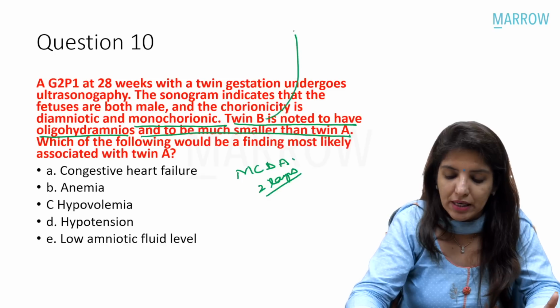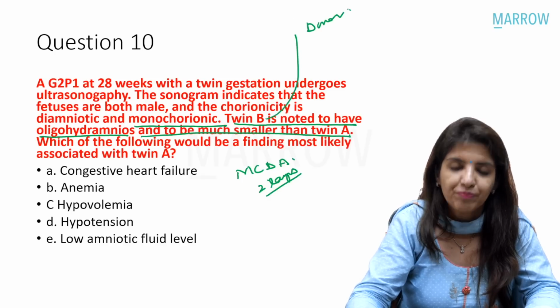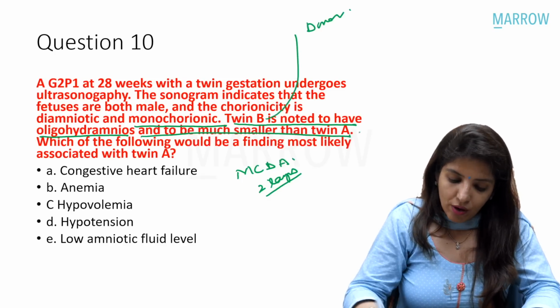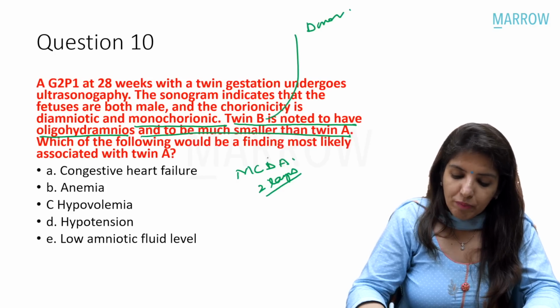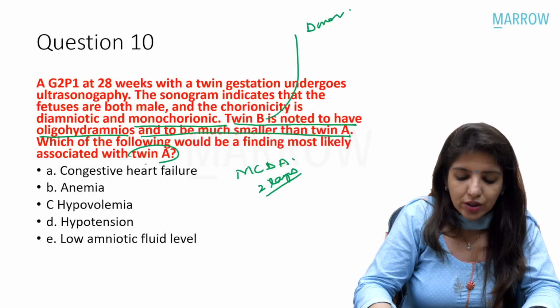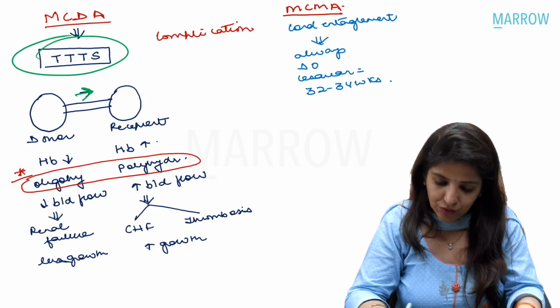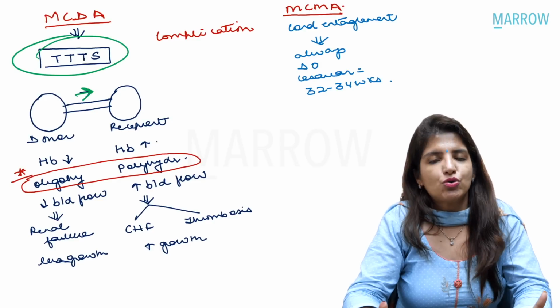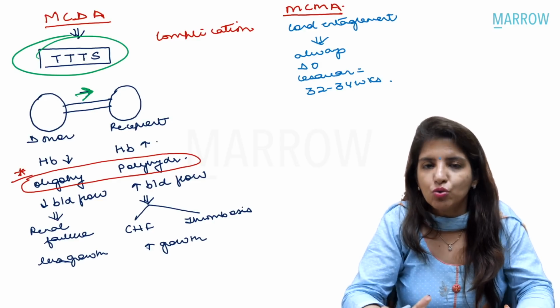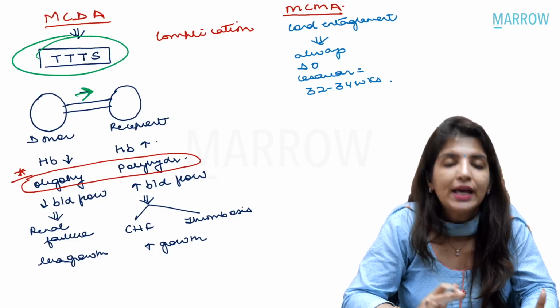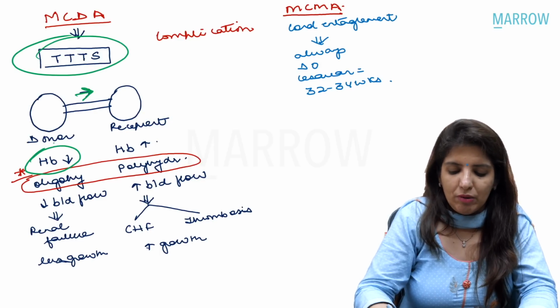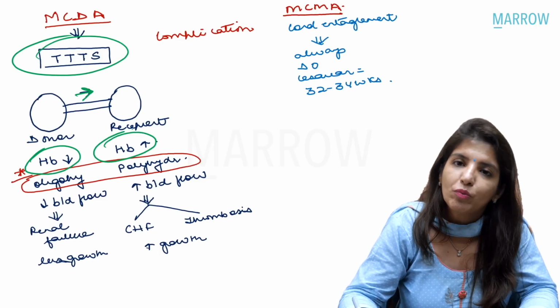That means twin B is your donor twin, right? Now, they are asking which of the following would be a finding most likely associated with twin A. So, what complication are you going to see in twin A? In twin-to-twin transfusion syndrome, one of the twins becomes a donor twin, the other twin becomes a recipient twin. In the donor twin, the hemoglobin will be less.